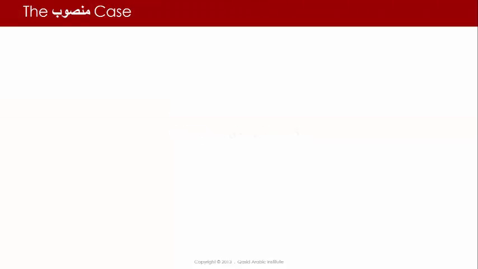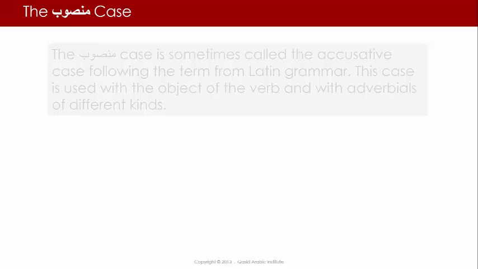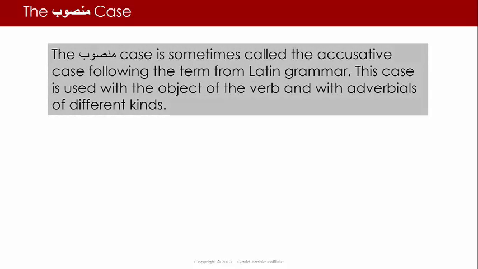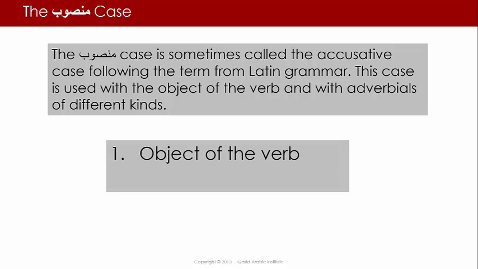In this video, we're looking at the mansub case. The mansub case is sometimes called the accusative case, following the term from Latin grammar. This case is used with the object of the verb and with adverbials of different kinds. There are two main functions that we will deal with in terms of the mansub case. The first is the object of the verb. The second is adverbials. We'll look at some examples in this lesson.